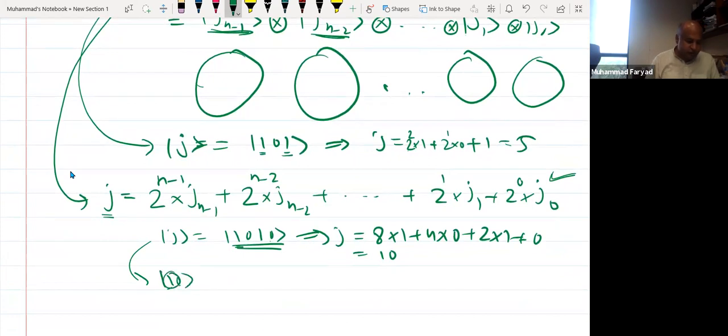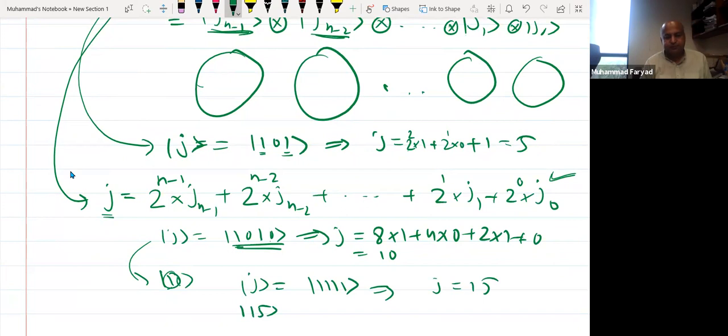So similarly, if I have a state j as 1 1 1 1, so this essentially means that j is 15. So I can write this as 15. So this is how I compute this decimal value j.